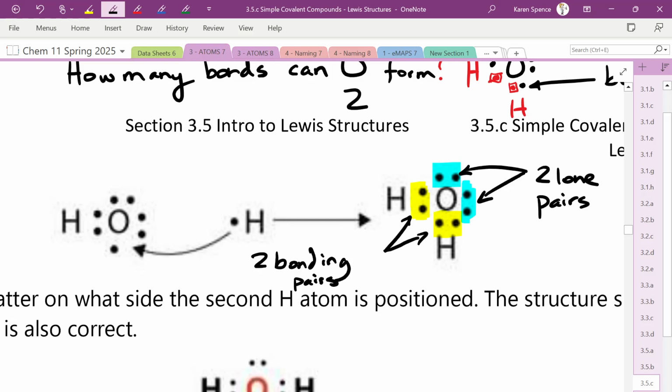Two pairs and 2 pairs gives us 4 pairs, which is 8. Yes, yes. I was excited. I thought you were going to ask a question or say something.